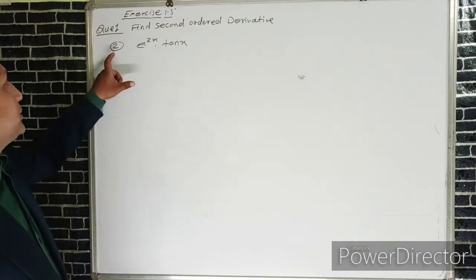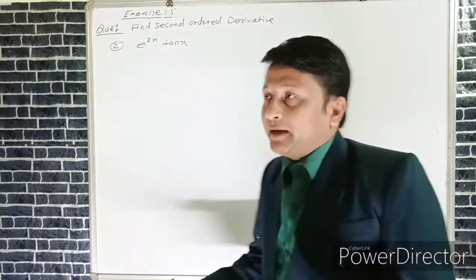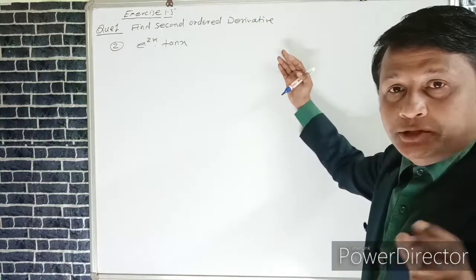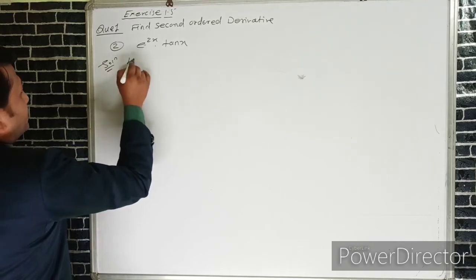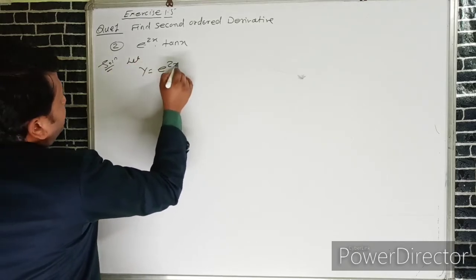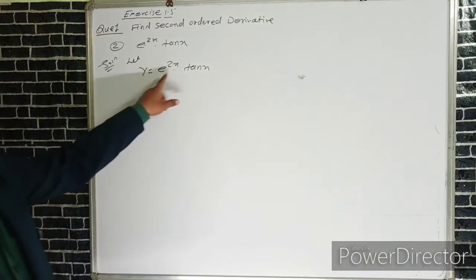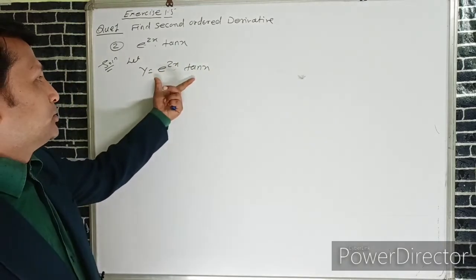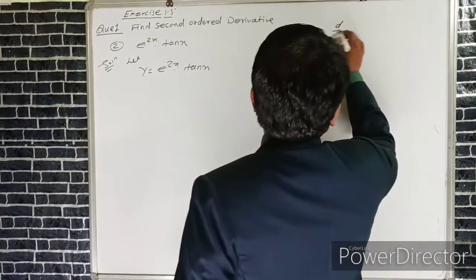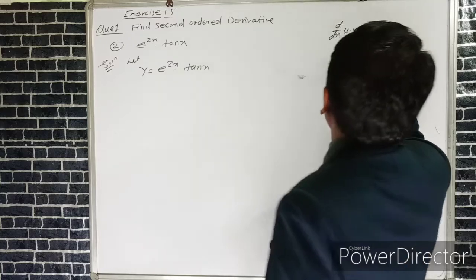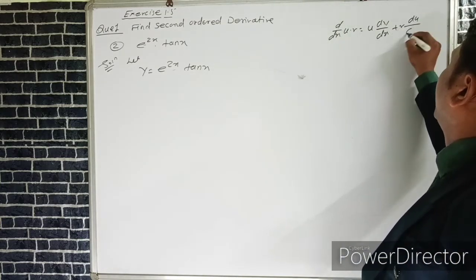So the next example is again e raised to the power 2x into tan x. Here again we have to find the second order derivative, which is d2y upon dx square. Similarly, first we consider the whole function y equal to e raised to the power 2x into tan x. e raised to the power 2x and tan x are two differentiable functions, so we apply the u into v rule. We know that the derivative of u into v is u into dv upon dx plus v into du upon dx.